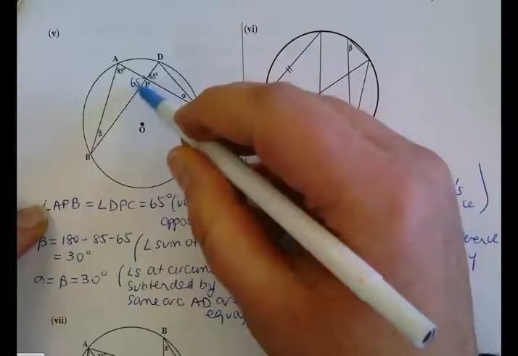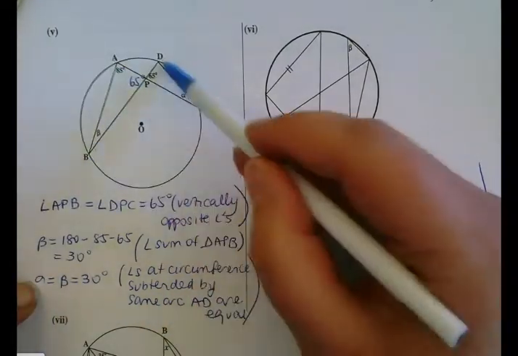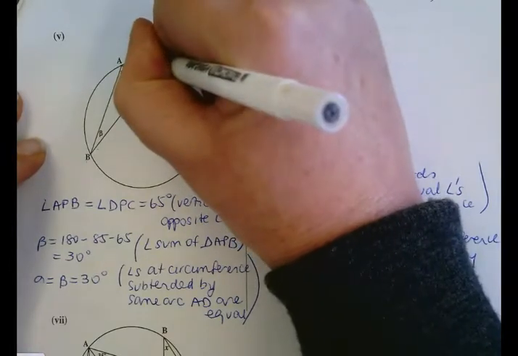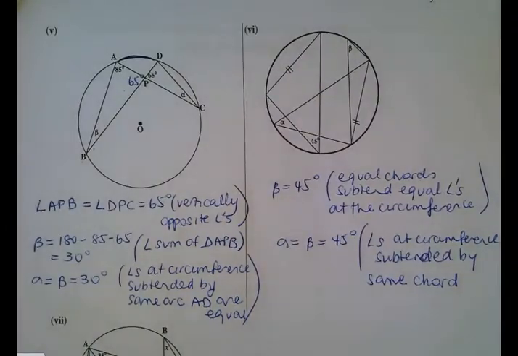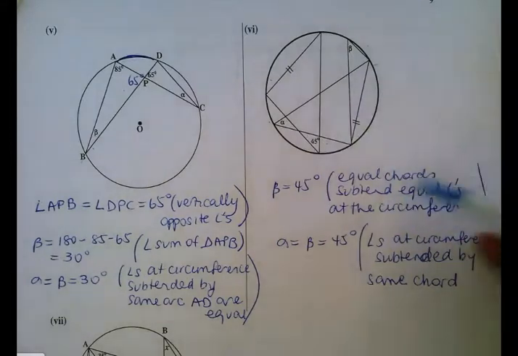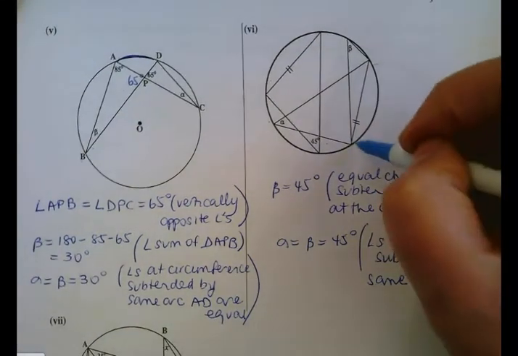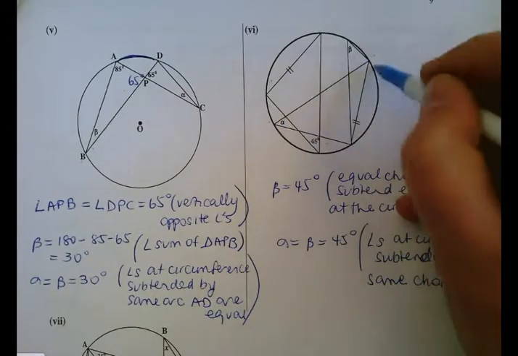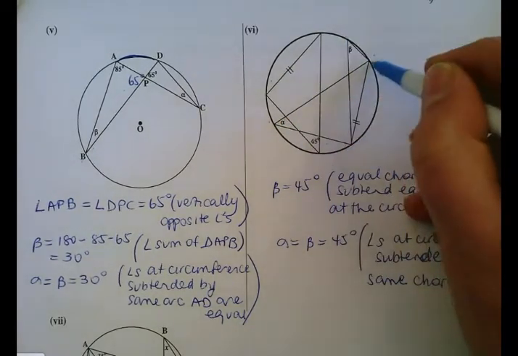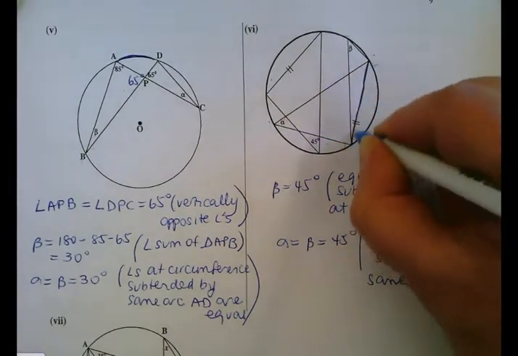Vertically opposite angles. Then we've got angle sum of triangle for beta is 30, and then alpha equals beta because they're both standing on the same arc AD, angles at the circumference subtended by the same arc AD. With 6, we've got that alpha is 45 degrees because those two equal chords subtend equal angles at the circumference. And if you look at alpha and beta, even though one's over there and one's over there, they are both subtended by the same chord, by this chord here.